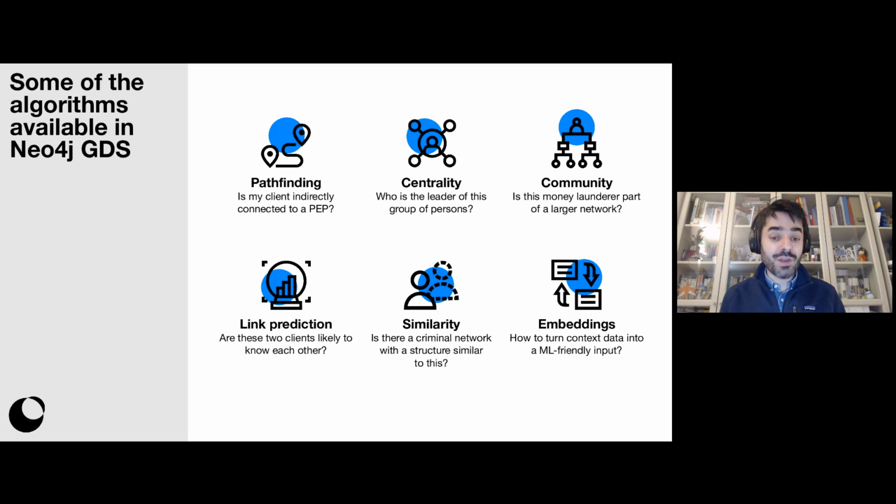You also have link prediction algorithms available in Neo4j GDS, and these algorithms can help you answer questions such as, are these 2 clients likely to know each other or not? You also have similarity algorithms, and they can help you figure out whether a criminal network with a particular structure is replicated, exists elsewhere. And finally, you also have embeddings, which are more about turning the contextual data, the graph data, into machine learning friendly input. So these are, I would say, the 6 big categories of algorithms that are available in Neo4j GDS and the type of questions that they can help answer.